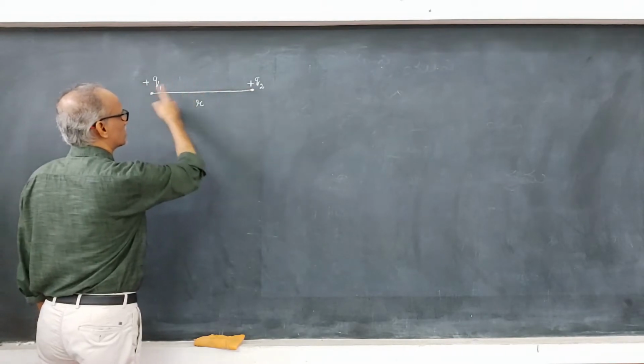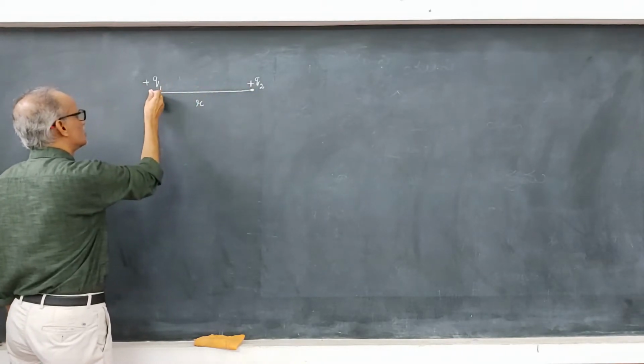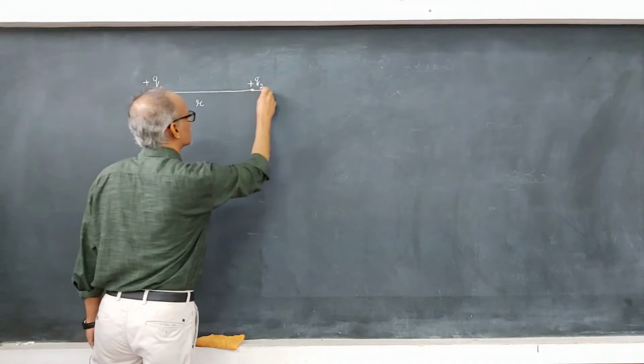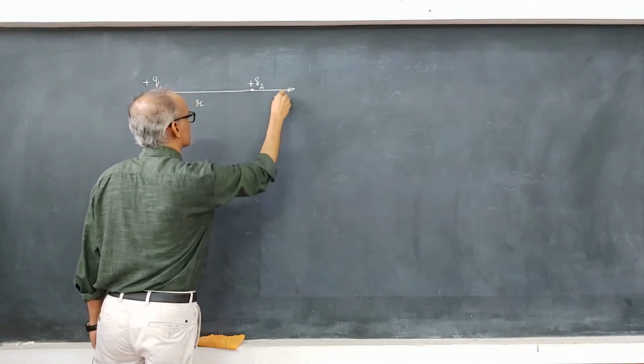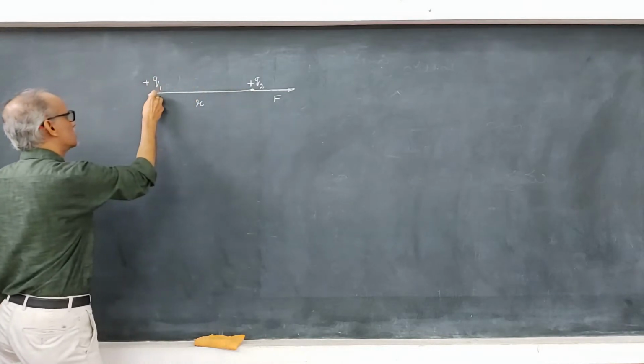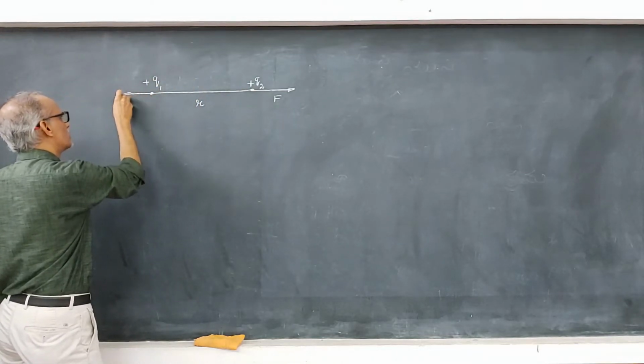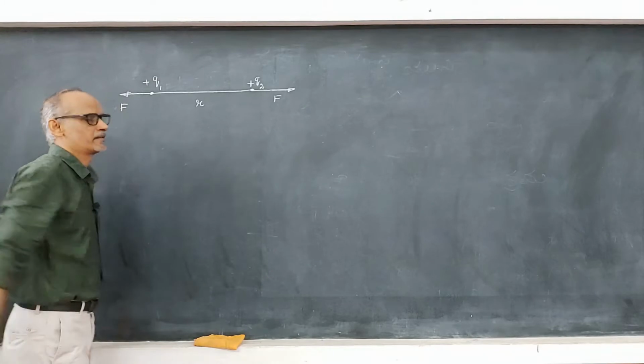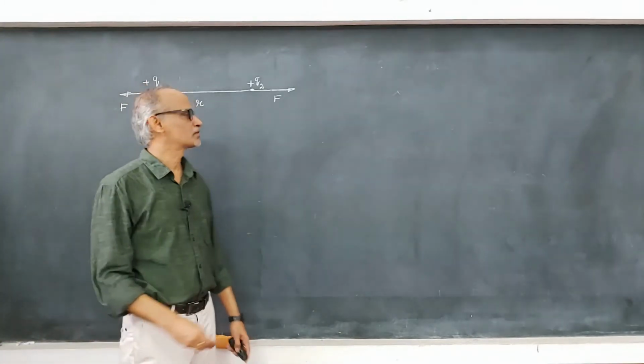So, what is the nature of the force between them? Repulsive. So, this charge repels this charge in this direction with a force F, and the second charge also repels the first with the same force. So, that is why it will be like this, where F is the electrostatic force of repulsion between the two charges.